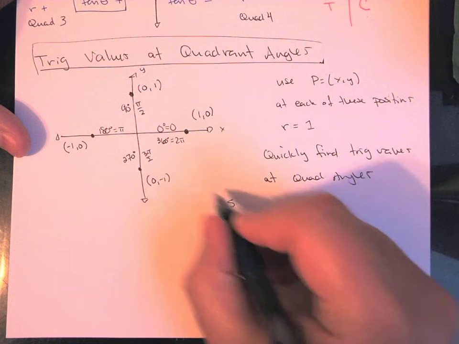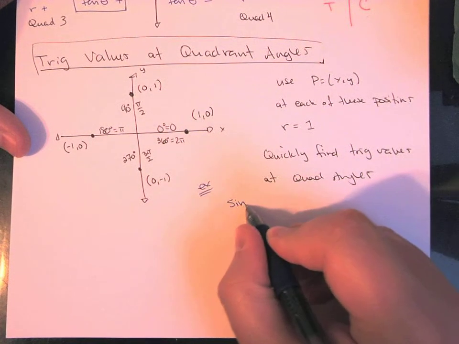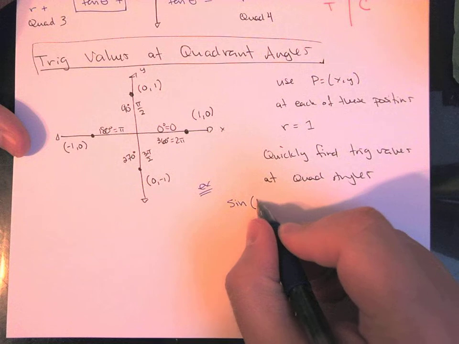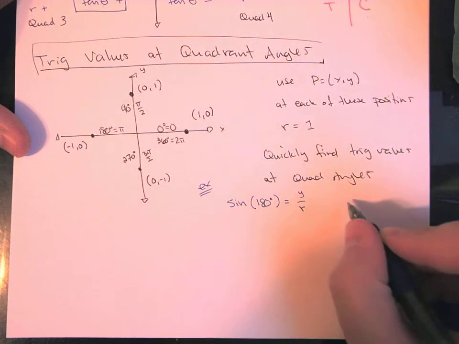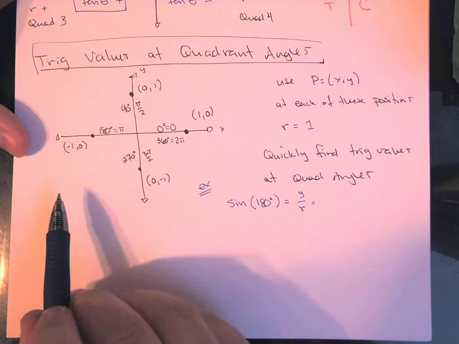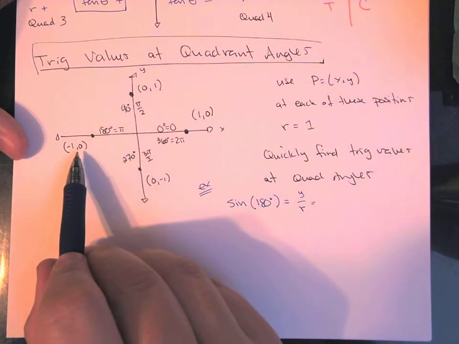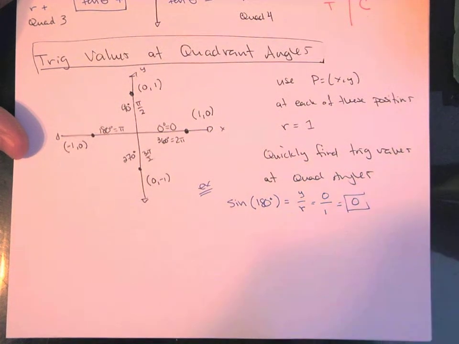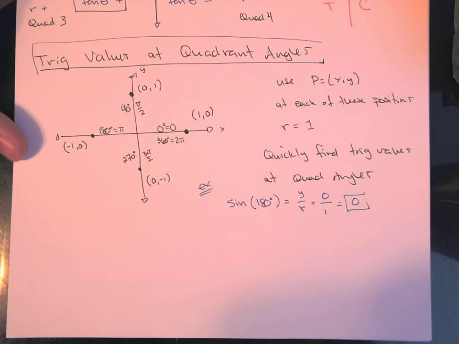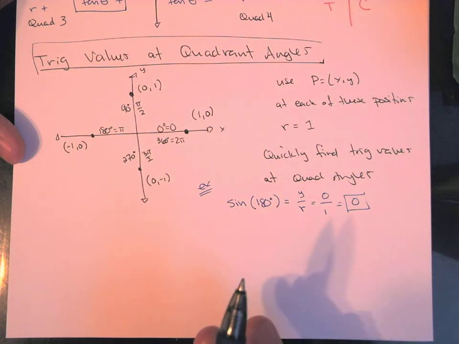So if I wanted to do something like the sine at 180 degrees, right? That should be the y value divided by the radius. At 180, what's my y value? My y value is 0, and my radius is 1. So I can pretty quickly get to that trig function, even though I don't really have a great triangle that I can draw. At these quadrant angles, my triangle picture collapses, so I'm leaning really just on my x, y and r definitions.